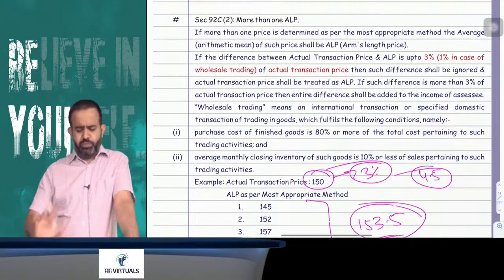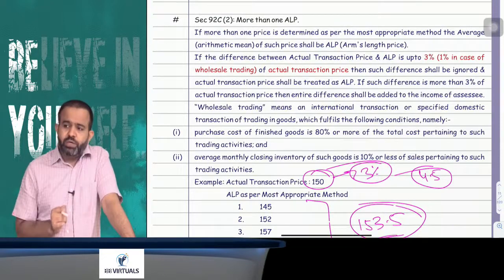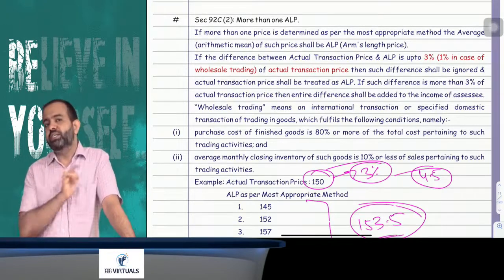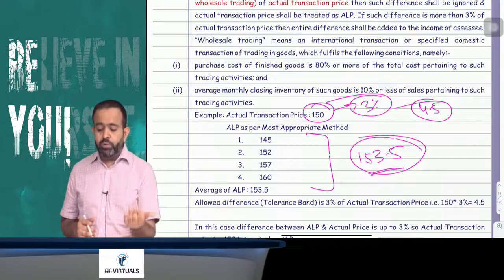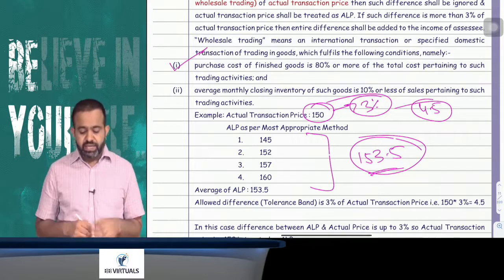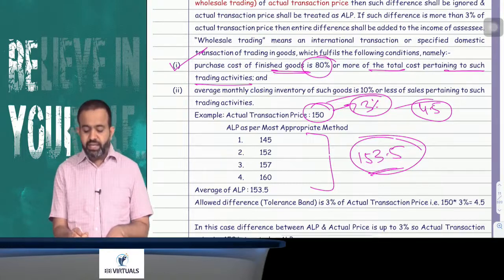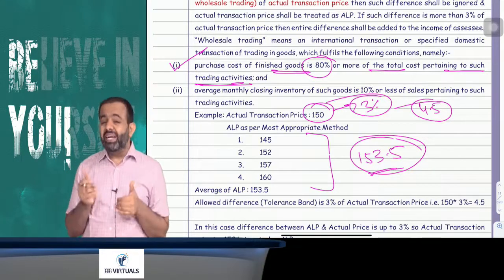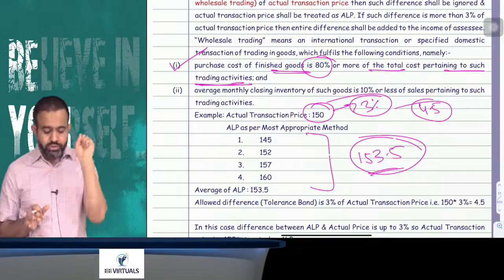Yes. Now one more point, all people pay attention. In case of wholesale trading, this 3% tolerance band will be reduced to 1%. So in case of wholesale trading, you have to take 1% as the tolerance band. But what is the meaning of wholesale trading? Wholesale trading means if 2 conditions are satisfied. First condition says that purchase cost of finished goods is 80% or more of total cost pertaining to such trading activity. Means at least 80% of your total cost should be purchase cost. That is the first condition.